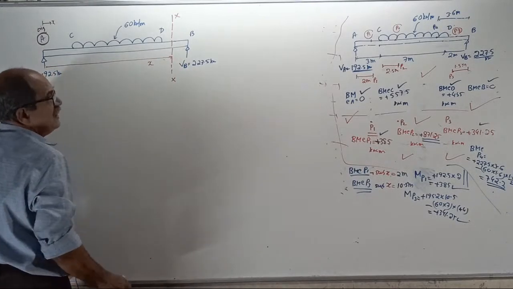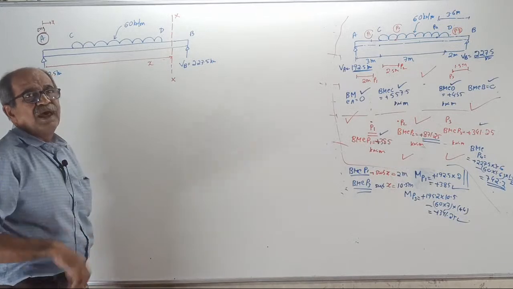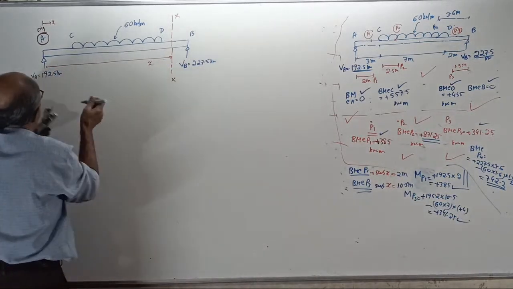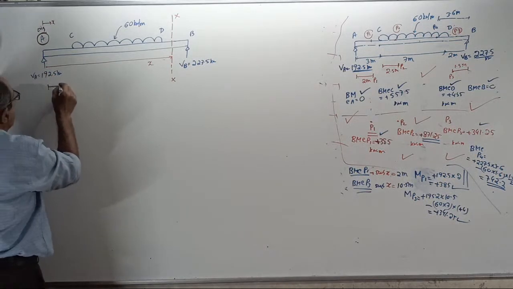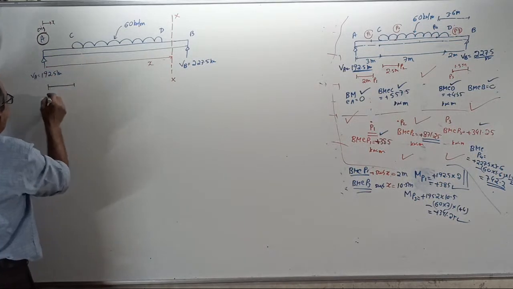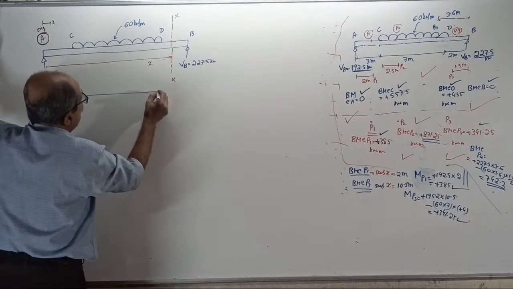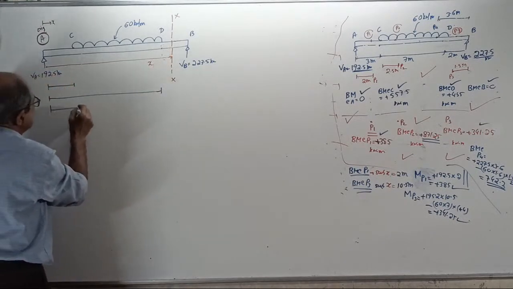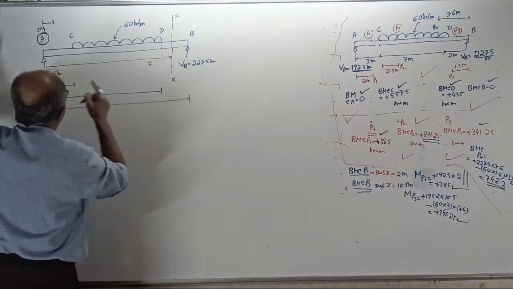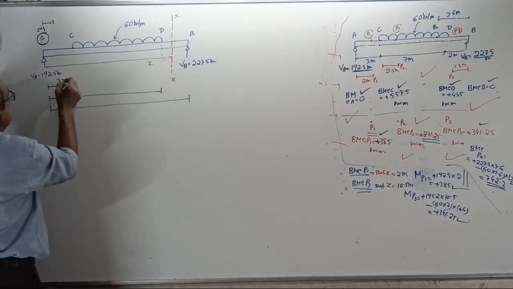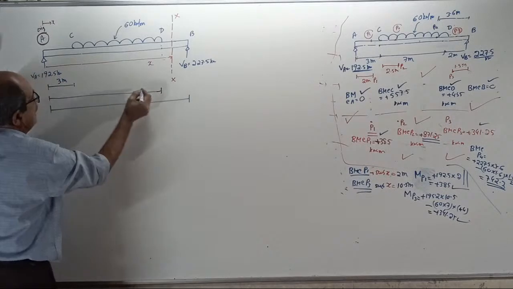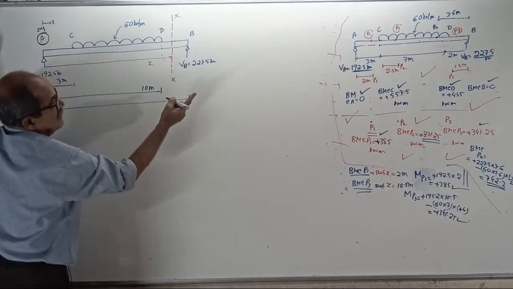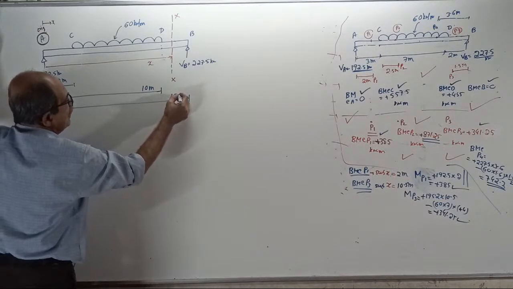Now, there is a problem here. When you write the equation for BM, subsequently mark every standard point from origin. Once this question is clear, next question onwards, these things I will not dictate. See, this is 3 meter, this is 3 plus 7, 10 meter, and 3 plus 7 plus another 2 is the span, 12 meter.